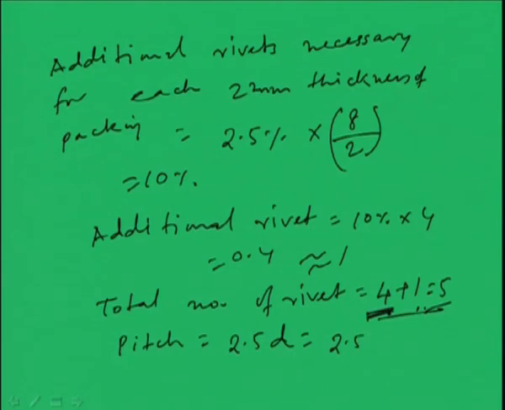So 2.5 into D is 20, so that is 50 millimeter. Okay. Pitch we can consider as 50, right. Now another thing is, minimum pitch is 50, so let us make say 60 millimeter pitch, so provide 60 millimeter.